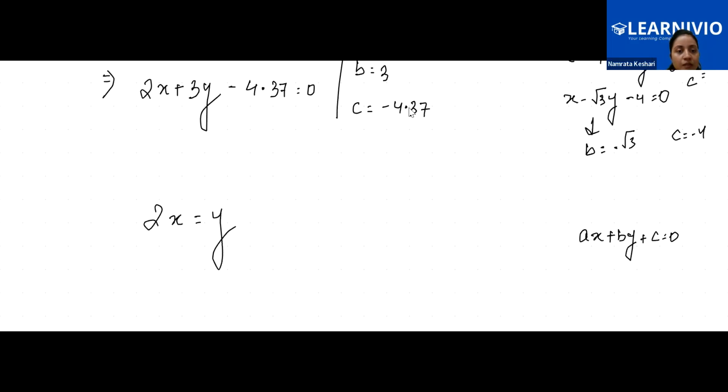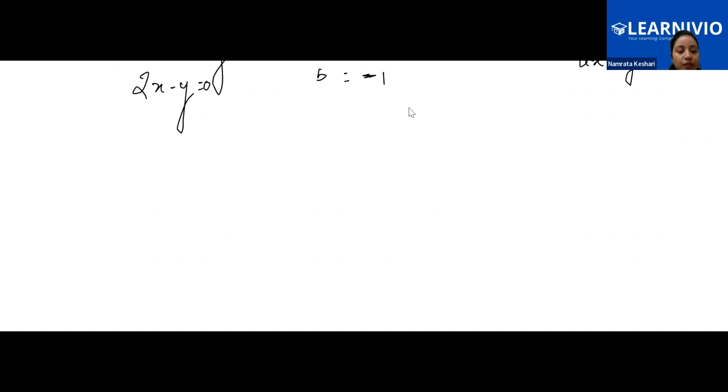2x minus y, exactly, 2x minus y is equal to 0. What is a, what is b, what is c? a is 2, b is minus 1, and c is 0. Perfect. Okay, so this is how you have to do it. Now let's continue with the solution of linear equation in two variables.